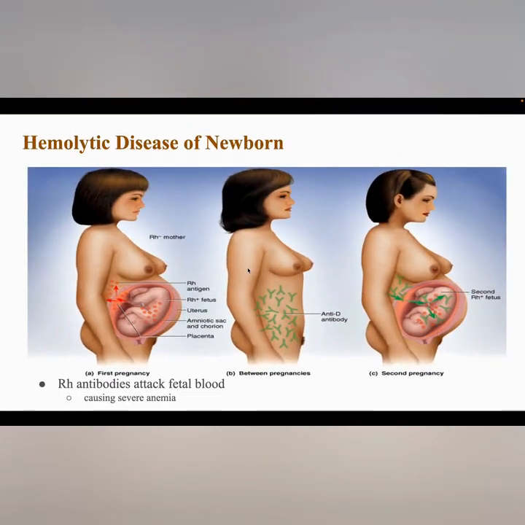See, once again I am showing you clearly, Rh antibodies attack the fetal blood, causing severe anemia. First baby crossing, Rh negative mother bearing a Rh positive fetus with leaking of the blood at the time of the delivery. Rh antibodies are formed, and finally in the second, consecutive pregnancy, they attack the fetus. This is called hemolytic disease of the newborn.